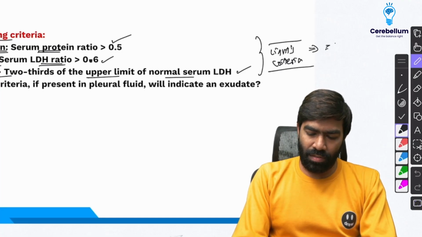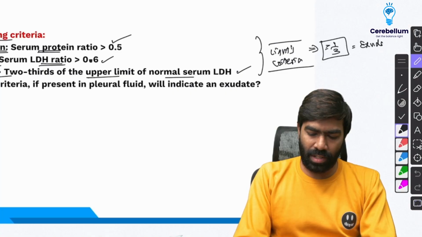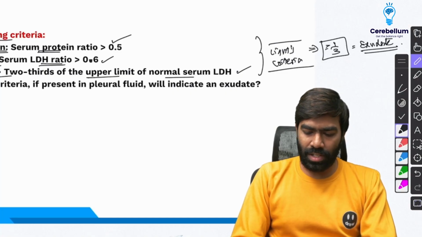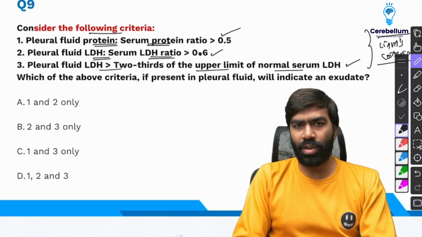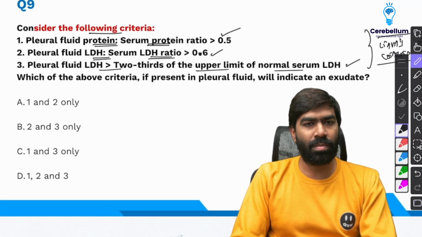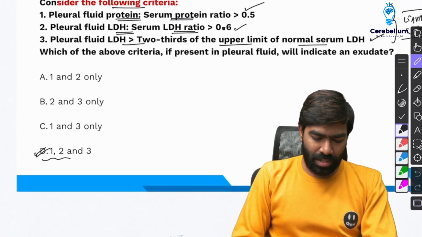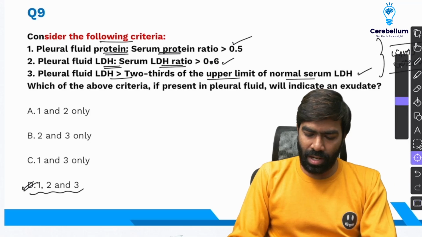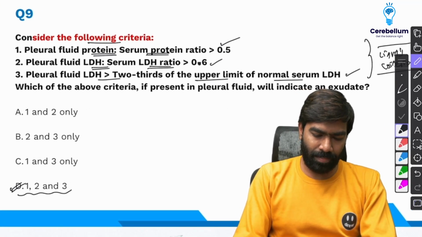So even if 1 out of 3 criteria is positive, we can call it as an exudate. The sensitivity of the criteria is almost like 99 to 100%, but the specificity is only 80 to 85%, which means it's not very specific. That's why we have other criteria in modern practice, but nevertheless, all 3 are correct, because all 3 are indicative of an exudative effusion as per the Light's criteria.